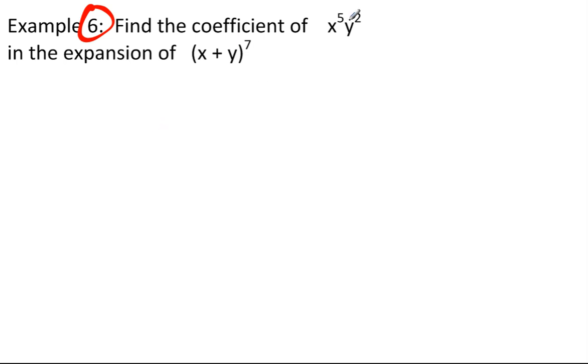Alright, finding our coefficient of this, given our expansion of that. So we need to go to our 7th row of our triangle, which is going to be the 1, 7, 21, and so forth.